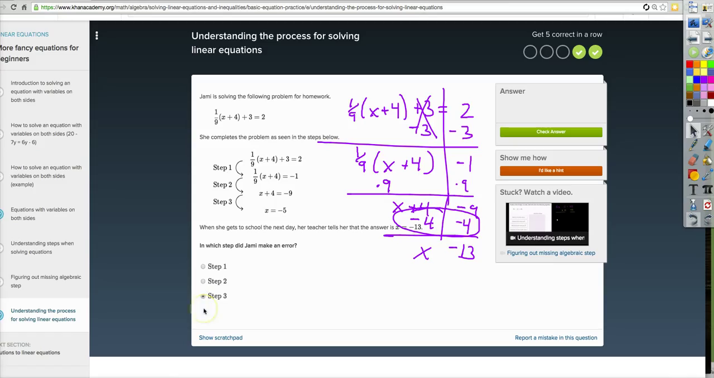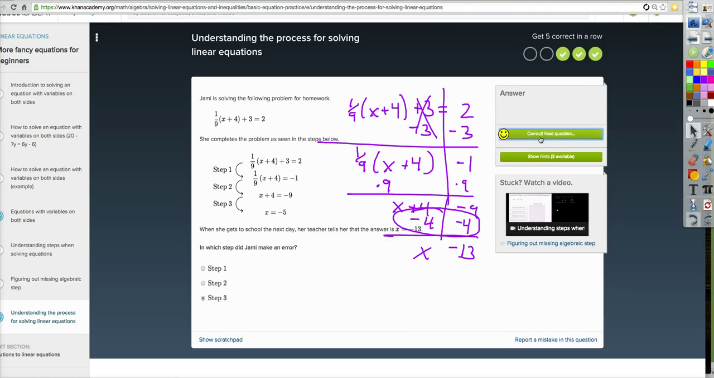Even though she didn't follow the same sequence of events that generally I would solve them with, she was still making mathematically appropriate movements until she got here. And then she messed it up. Just being careless would be my guess.